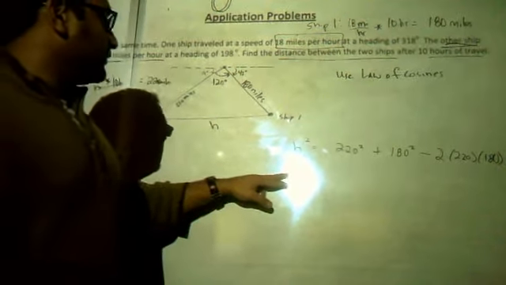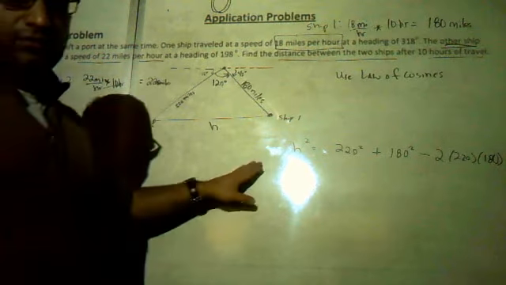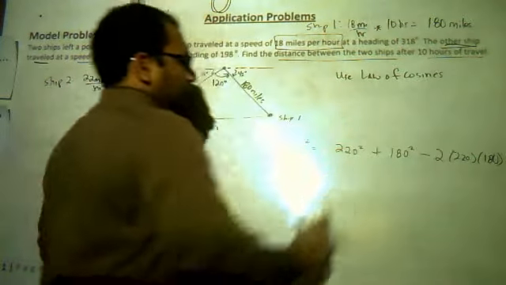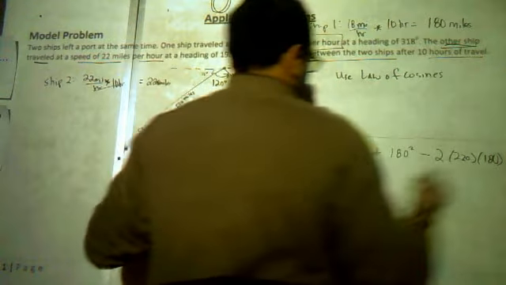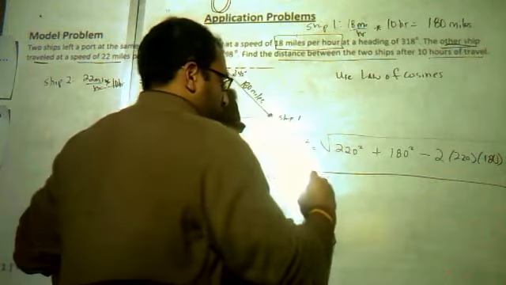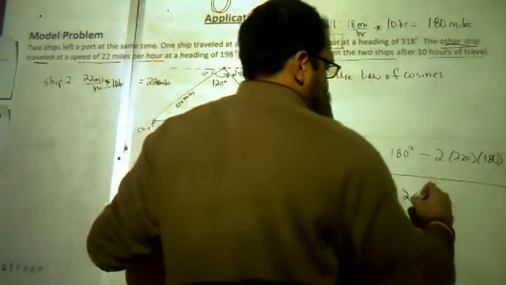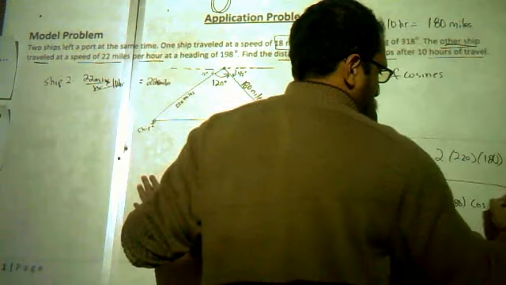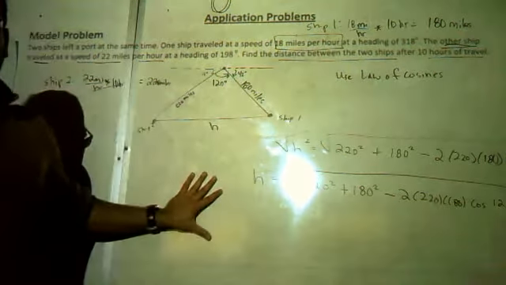So now we have to ask ourselves, how are we going to find the distance between ship 1 and ship 2? All we have to do now is solve for h. Can we do that? Yes, we have every single variable filled out except for h. So we just take the square root. That leaves us with h is equal to the square root of 220 squared plus 180 squared minus 2 times 220 times 180 times the cosine of 120 degrees. Can I solve this? Heck yeah, I can.